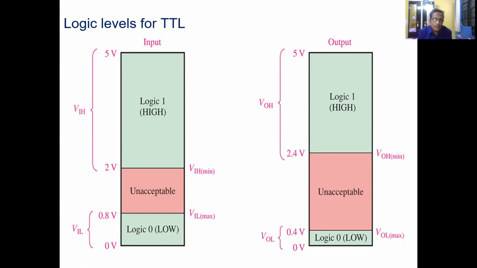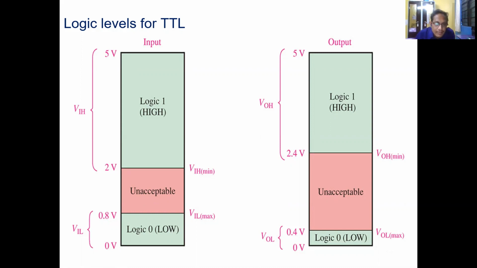Now if I check the same thing using a DMM, and I get an output of 1.1 volt, what is the significance of 1.1 volt? So 1.1 volt comes in this category as unacceptable or undefined. I will not call 1.1 volt a logic 0, and I will not call 1.1 volt a logic 1.